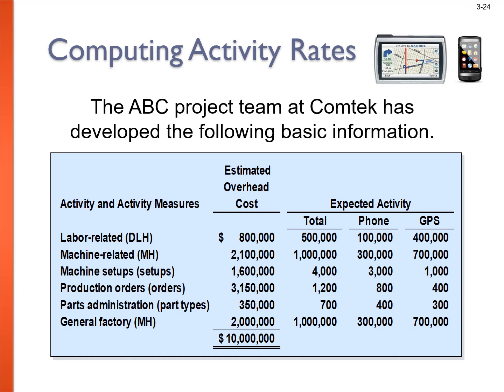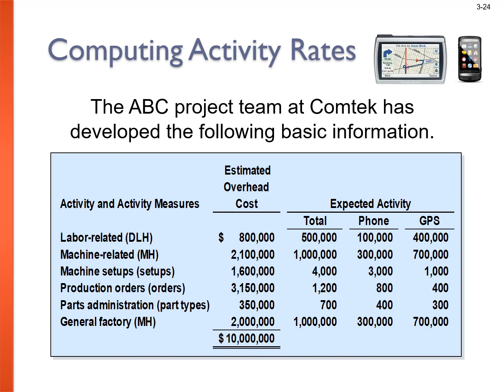The machine setups, we expect those to cost 1.6 million. We'll measure those for how many times we have to set up the machine. They expect to set up the machines 4,000 times in total. 3,000 of them will be for the phones and 1,000 for the GPS, production of those items. Production orders will cost about $3,150,000 and will allocate their activity based on the number of orders. 1,200 overall, 800 for the phone, 400 for the GPS.